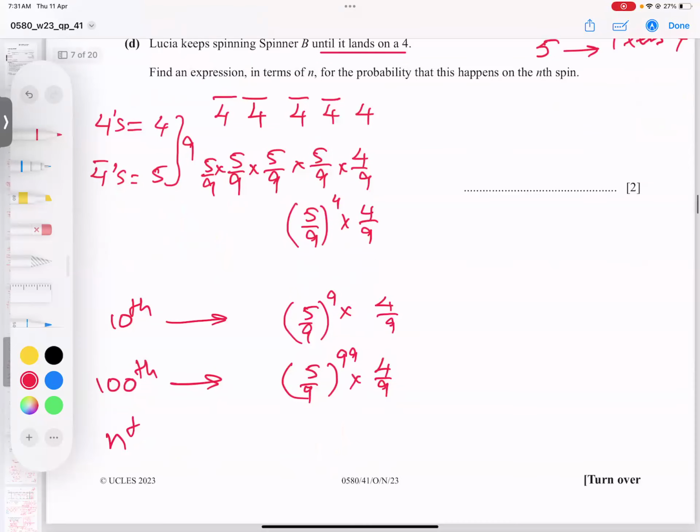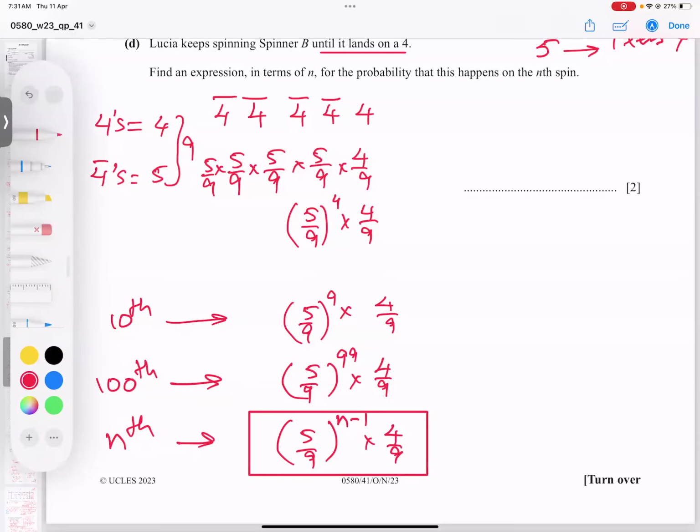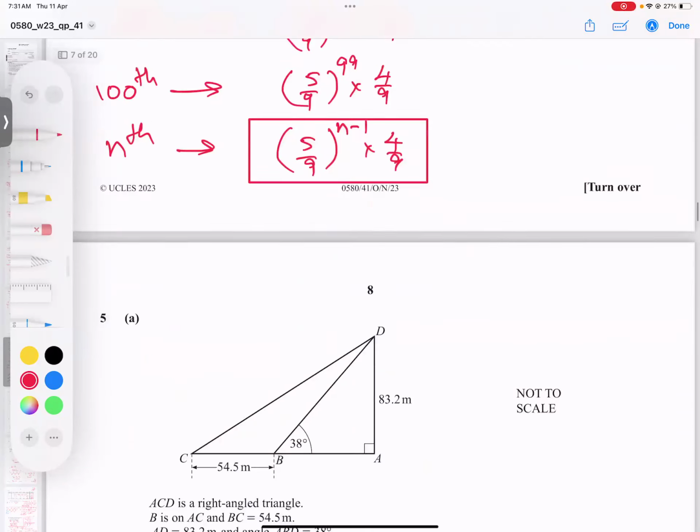And if we talk about the nth attempt, because 10 minus 1 is 9, and 100 minus 1 is 99, for the nth attempt, 1 less becomes n minus 1. For example, 100 becomes 100 minus 1, 10 means 10 minus 1, n means n minus 1. I believe you got the point very clearly. And this is my final answer: 5 by 9 to the power n minus 1, into 4/9. I hope the concept is clear.